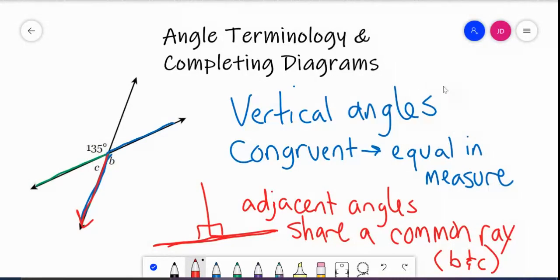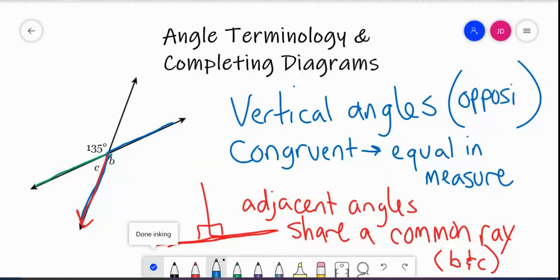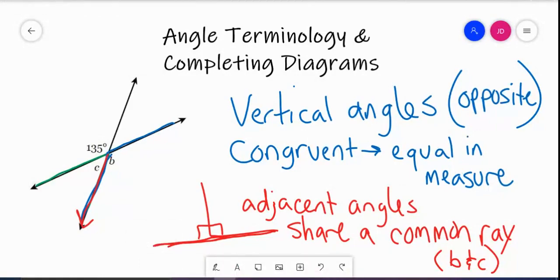Let's take a look at another diagram and get some more terminology in. It's important you write this stuff down. If you didn't get a chance to do that, pause it and write it down. I'm going to write that vertical angles are opposite each other. Okay, let's look at our next diagram.